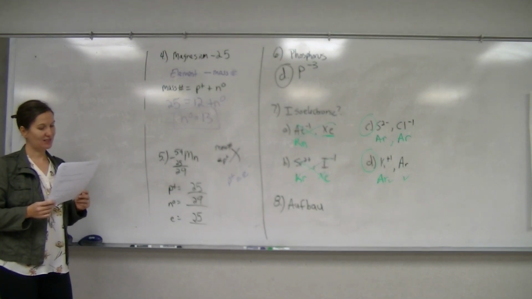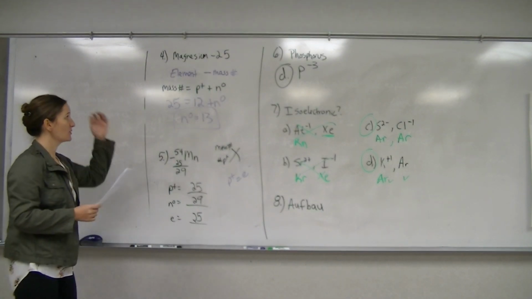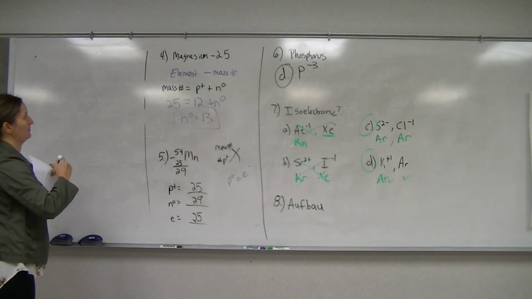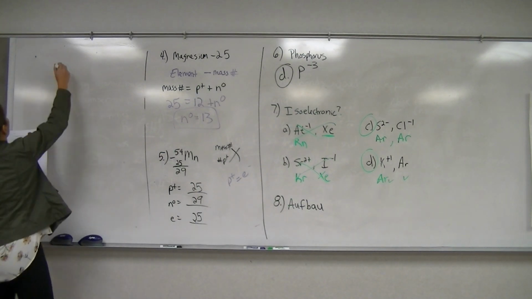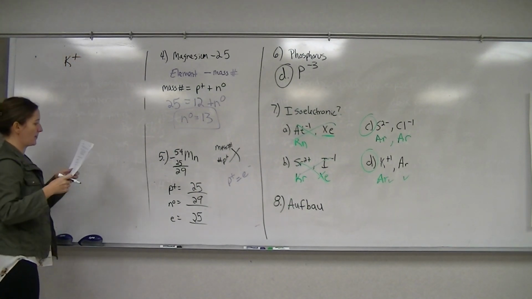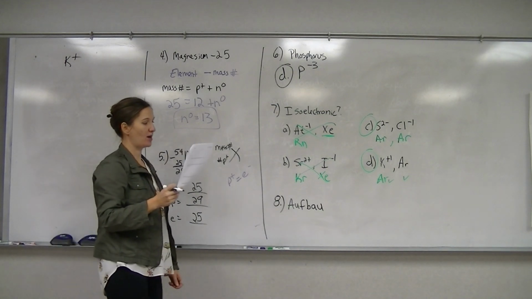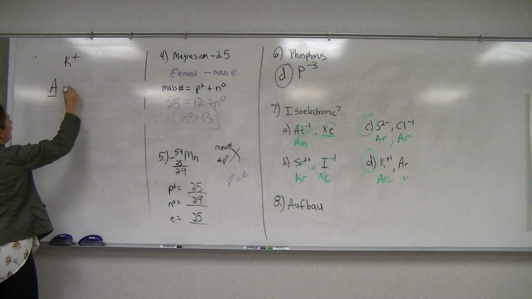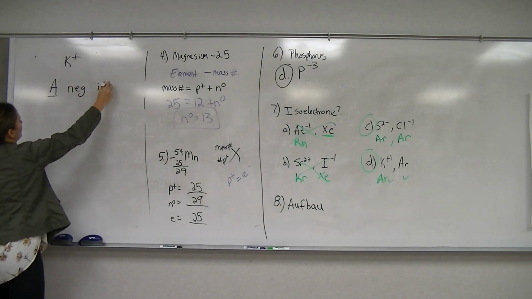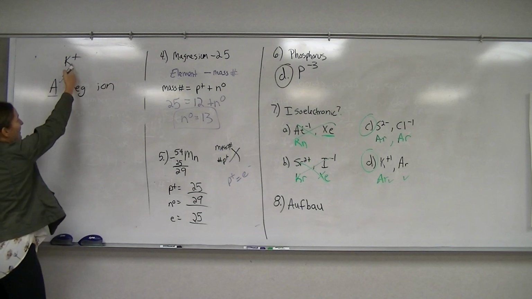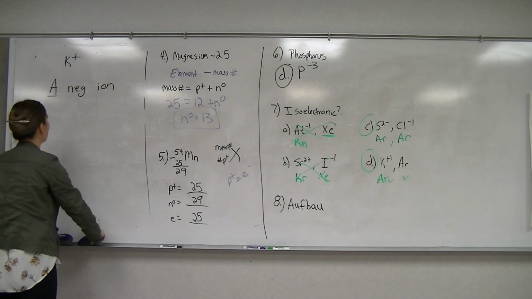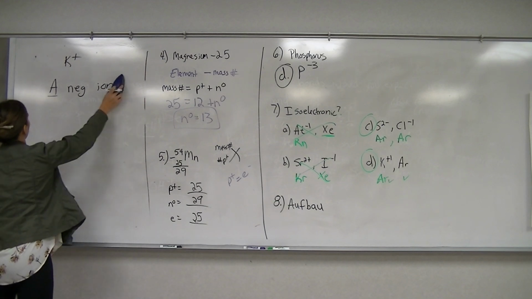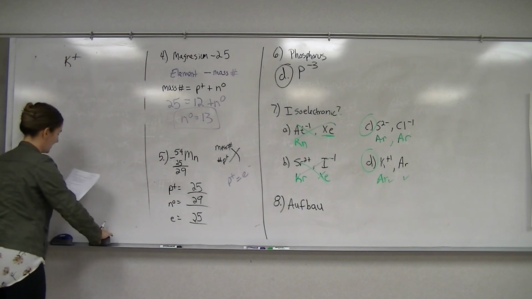Which answer correctly describes K+? Okay, so it's very similar to that phosphorus one we were looking at, but now it's an ion. So looking at K+, it's an anion with a positive charge. Okay, well remember, anion means a negative ion. Is that negative? No. So A is incorrect. It is not a negative ion. It does have a positive charge, but an anion should have a negative.